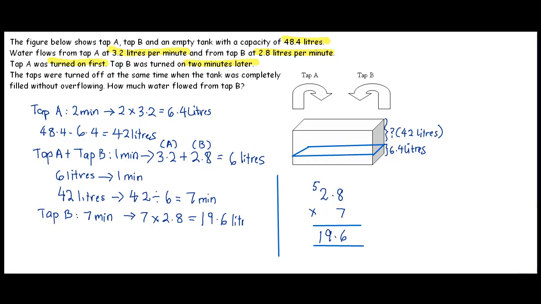Going back to the question, how much water flowed from tap B? It would be 19.6 litres flowed from tap B.